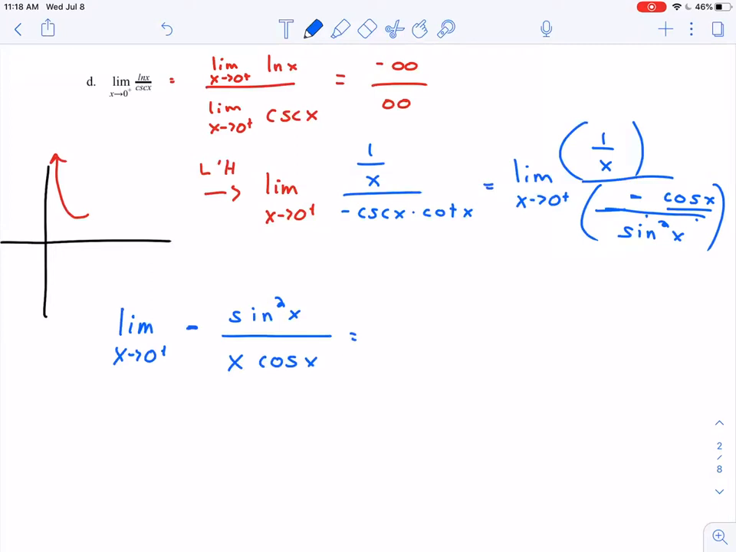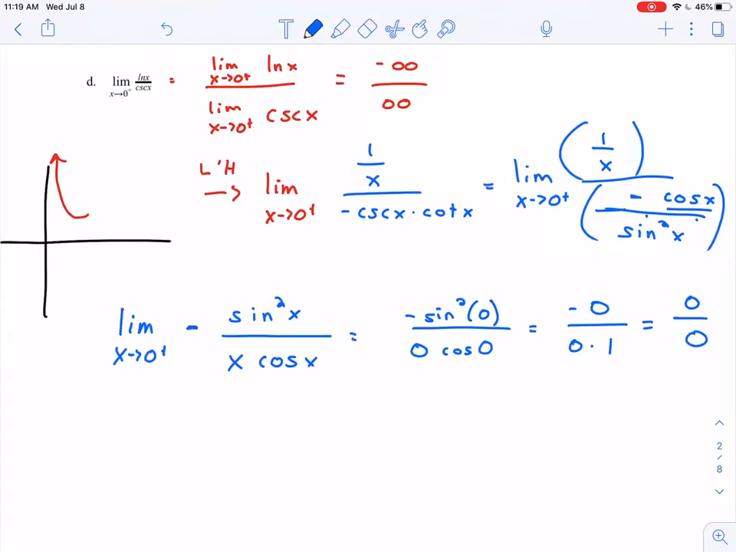Let's try to evaluate it here. I will have negative sine squared of 0 divided by 0 times cosine of 0. Negative sine squared of 0, that's just going to be negative 0, or just 0. And here I have 0 times 1. I have 0 over 0. Well, shoot. We ended up with another indeterminate form. That's not so good. So I want to use L'Hopital's rule again.